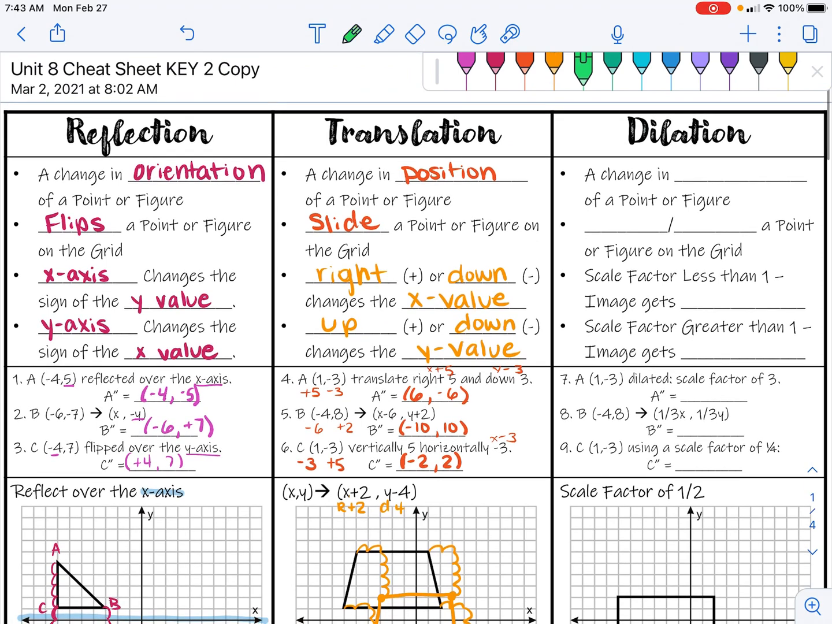Last but not least, we're going to talk about dilations. This is a change in size of a figure. So this is where we're getting bigger or smaller. This is going to be a reduction or an enlargement of a figure.